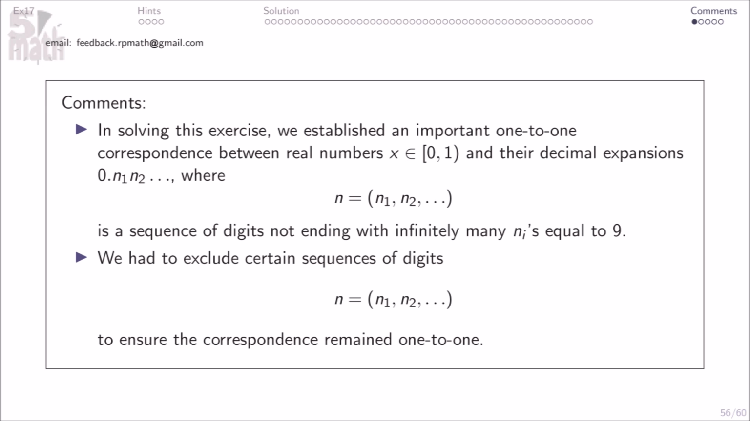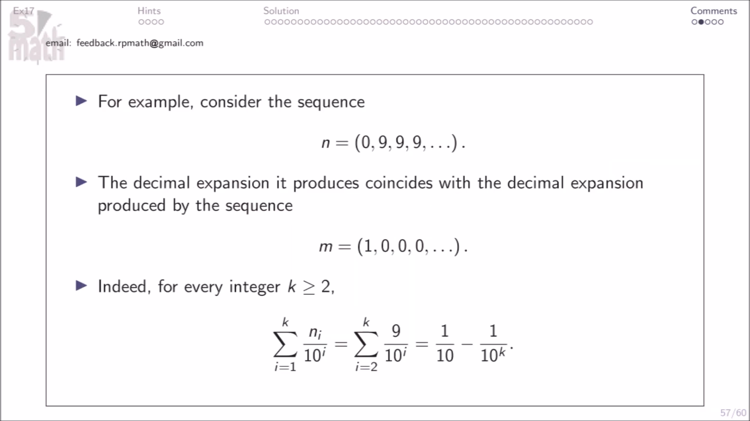Comments. In solving this exercise, we establish an important one-to-one correspondence between real numbers x and their decimal expansions, where n is a sequence of digits not ending with infinitely many ni's equal to 9. We had to exclude certain sequences of digits to ensure the correspondence remained one-to-one. For example, consider the sequence n equaling this. The decimal expansion it produces coincides with the decimal expansion produced by the sequence m equals this.